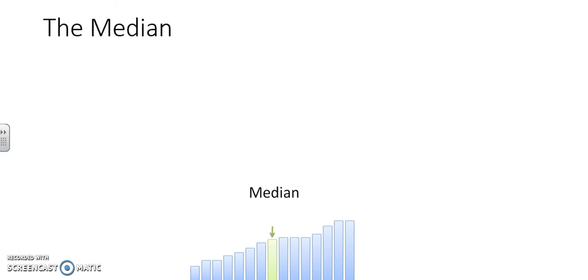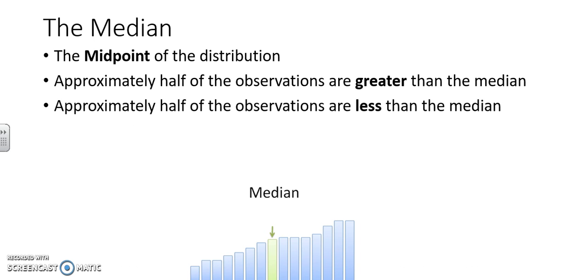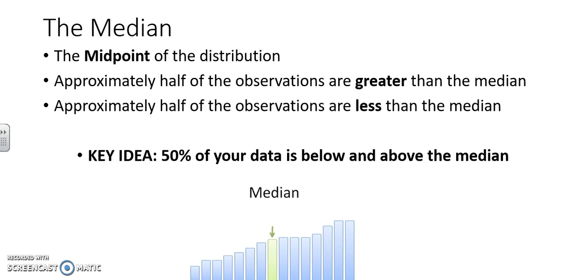Okay, the median. So you guys have probably had a lot of experience with medians before, so let's just review. The median is a midpoint of the distribution. What exactly does that mean? Approximately half of the observations are greater than the median, and half of the observations are less than the median. Write this key idea down. 50% of your data is below and above the median. This is important to know.